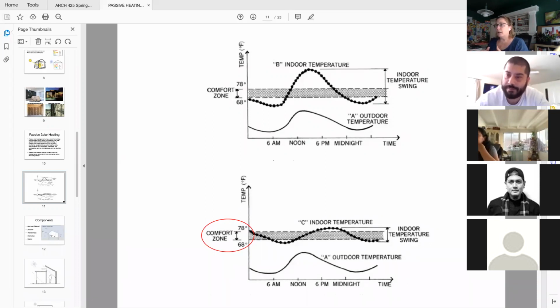And the temperature of the earth varies based on what your latitude is. Northern climates, like northern United States, the deep ground temperature is about 55 degrees. Here in Southern California, where we are, we actually have pretty high ground temperatures, about 68 degrees, sometimes even higher.